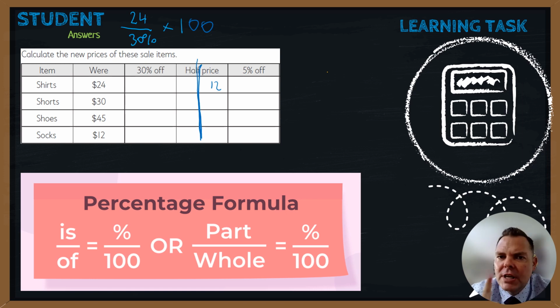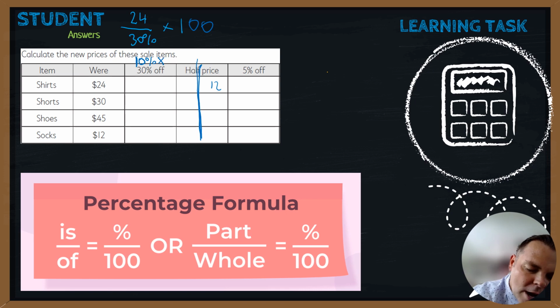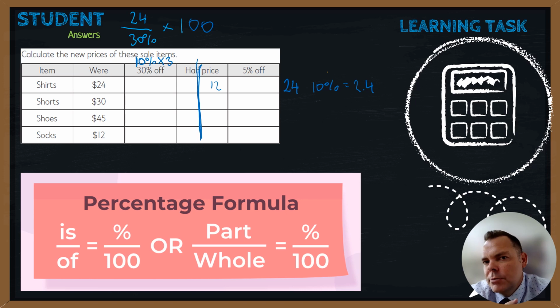I'm going to look at the 30% off, and I'm going to show you my trick for that. What I'm going to do is work out 10%, and then I'm going to times that 10% by 3. So let's look at 24 for a second. 10% of 24 is 2.4. I'm just moving that decimal place over. Now that I've got 2.4, I need to times that by 3, because that'll give me my 30%.